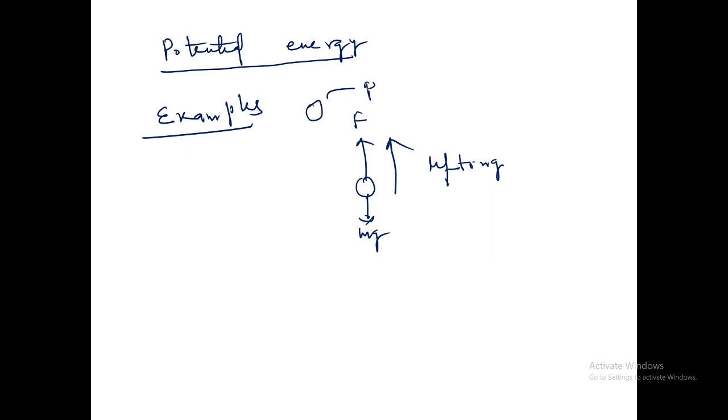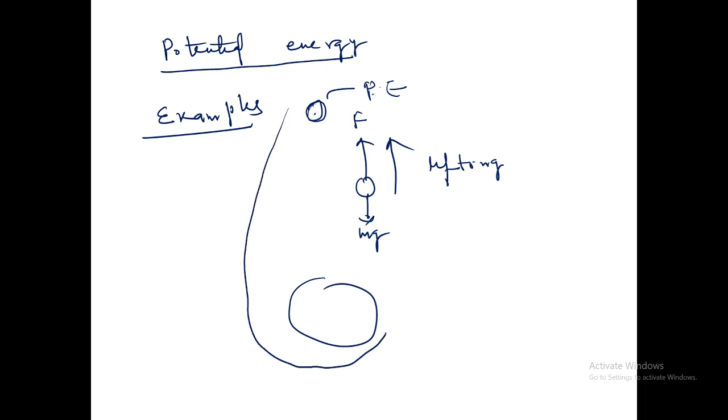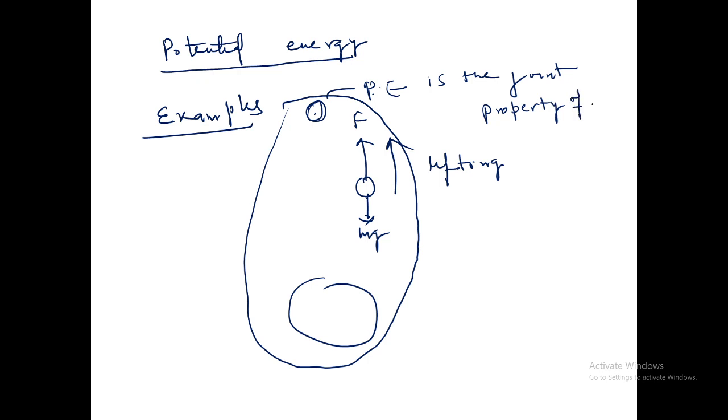it acquires potential energy. For your information, I just want to tell all of you that potential energy is not the property of any particular body. Rather, potential energy is the property of this body plus earth combined system. This is the system. So potential energy is the joint property of the system.